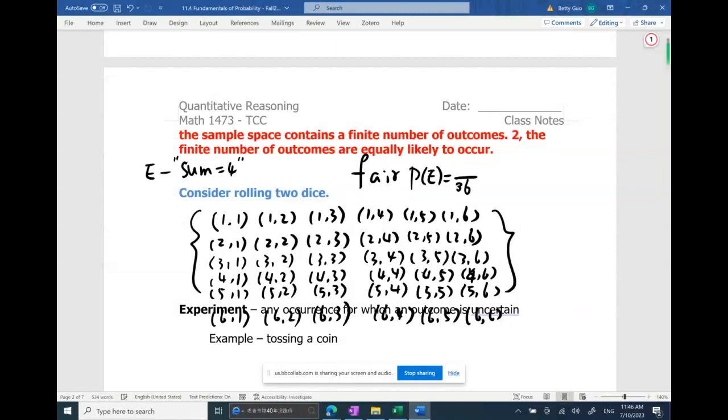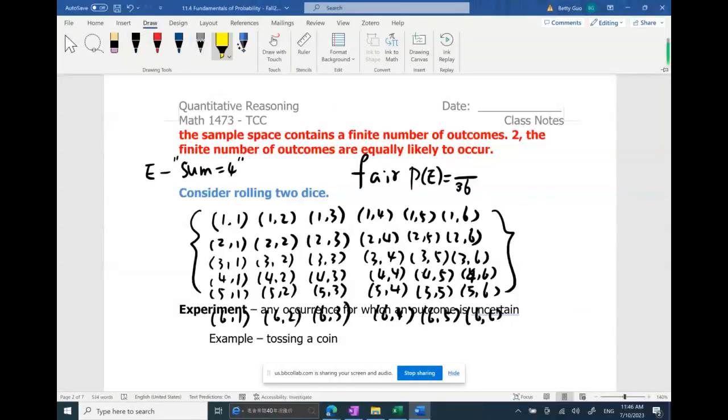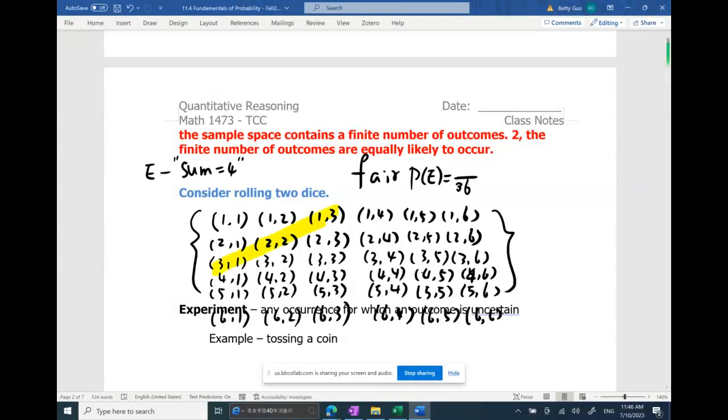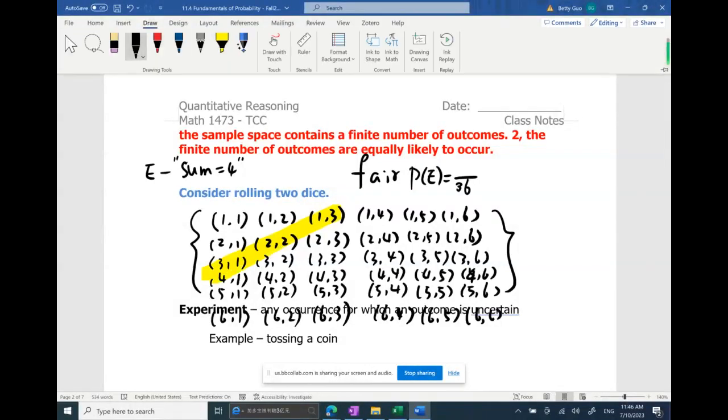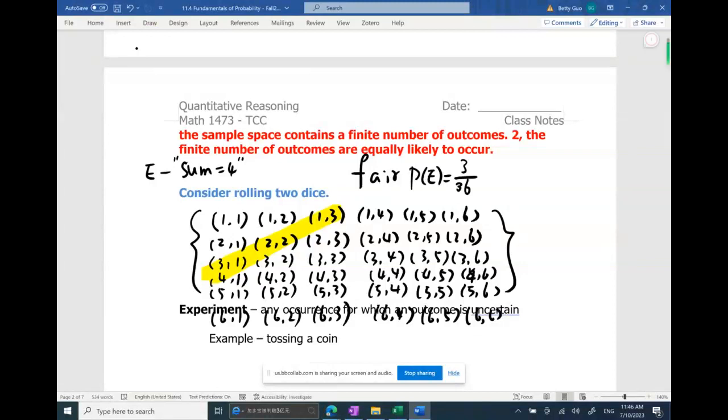The denominator is 36 because we have 36 outcomes in the sample space. And for the numerator, let's look at the 36 outcomes. How many of them favor the event E occurring, the sum of the two numbers equals 4? 3 of them, okay? So the numerator is 3. And you simplify this fraction, 3 over 36, to 1 over 12.